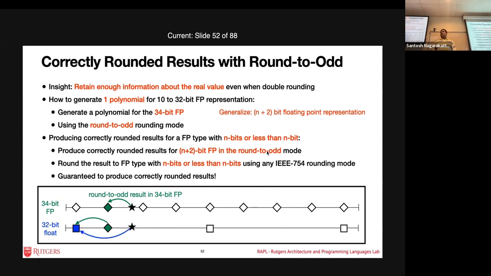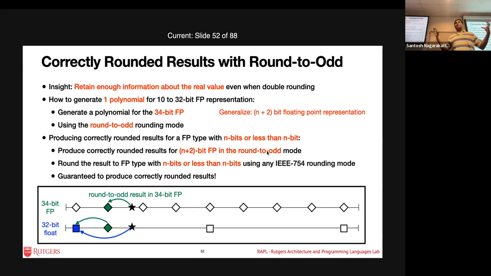Okay, so round to odd preserves these three pieces of information: the value is less than the midpoint, exactly equal to the midpoint, or greater than the midpoint. And the proof is a bit more involved. If you really want to look at the proof, that's in the POPL paper.